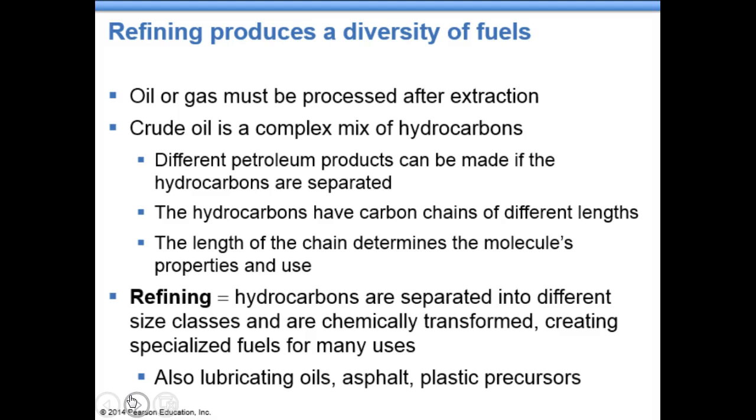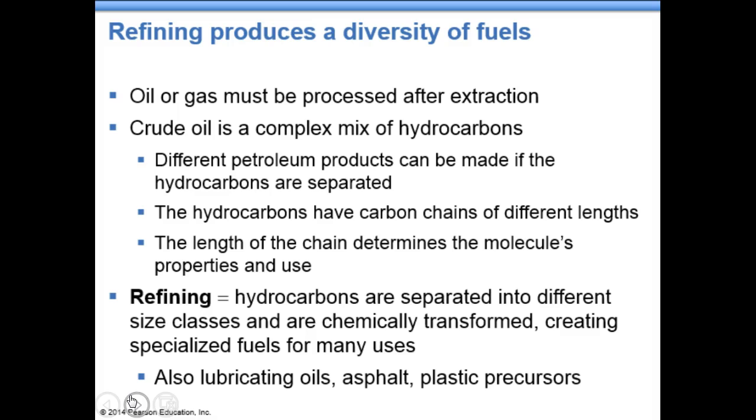Many types of the hydrocarbon molecules in crude oil have carbon chains of different lengths. And these different lengths give the different parts of the oil different chemical properties that have subsequent uses. So in order to get those different lengths of hydrocarbons out, we need to refine them.